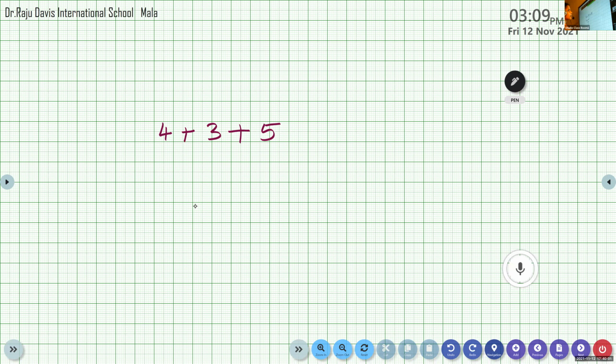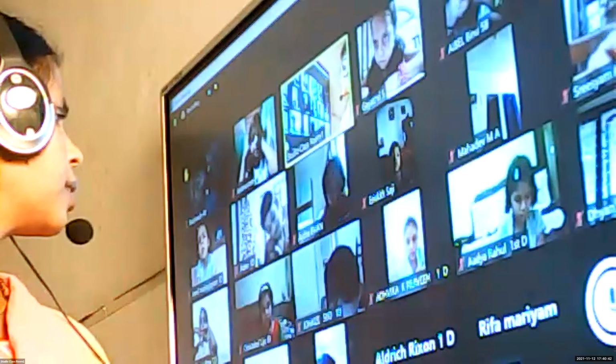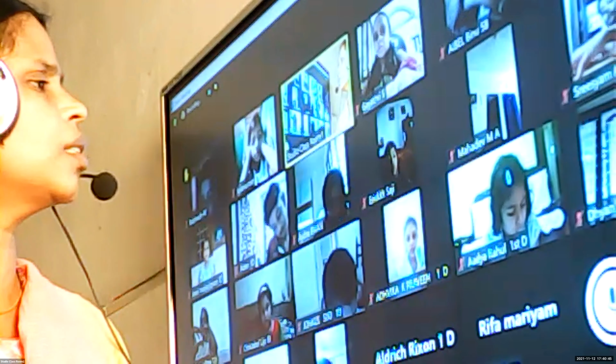Then what will we do next? We will add the third number, that is 5. That we will add with the 7. So 7 plus 5. 7 in the mind, 5 on the fingers. What's the answer? 7 plus 5. 12. Yes. So after 7, 8, 9, 10, 11, 12. So the answer is 12. So this is the way we are adding 3 one digit numbers.